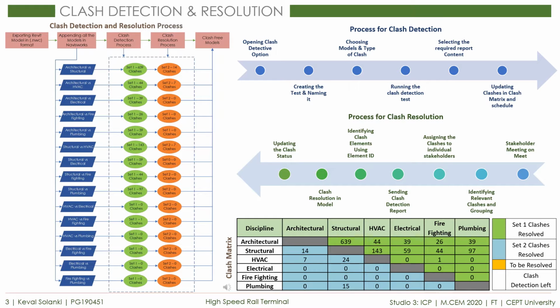Coming to the clash detection, these three process maps summarize the entire clash detection and the resolution process performed for the project scope for the 6 different disciplines. As shown, a total of 30 different clash detections were performed to get the end product as 6 clash-free models. This is the clash matrix showing the number of clashes detected for each test between the 6 disciplines, and different color coding was used to track the progress. Also, for the resolution purpose, we had various meetings in the presence of all the stakeholders to identify the grouping as shown under two categories, that is relevant and irrelevant clashes.